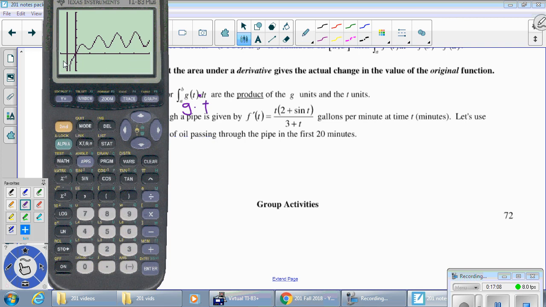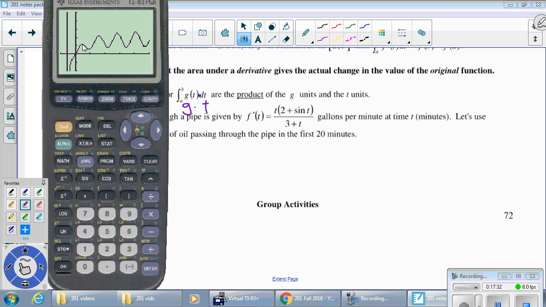Okay, that looks good. The vertical asymptote here is at t equals -3. Not surprised, but that's not part of our region. We're just doing the first 20 minutes, so starting here and going over to 20 minutes right there. And this represents the rate at which oil is flowing through a pipe, in gallons per minute, after t minutes.